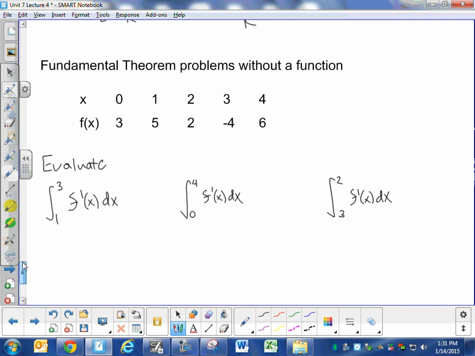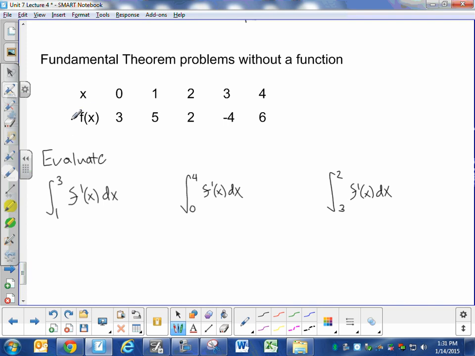You could have problems where all you know are function values, and you can immediately be asked the area under the derivative of whatever that function is with those values. And you can answer. You don't even need to know what the function is. You just need a couple points, and you can find the area under the derivative of that function on certain intervals. Not everywhere, just certain intervals.